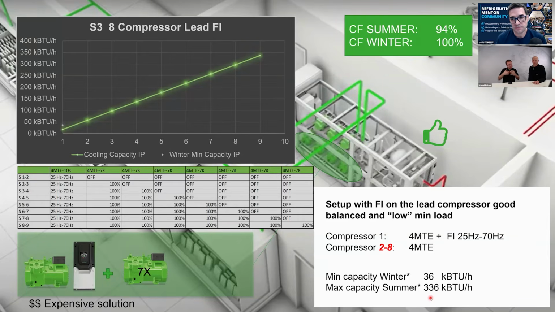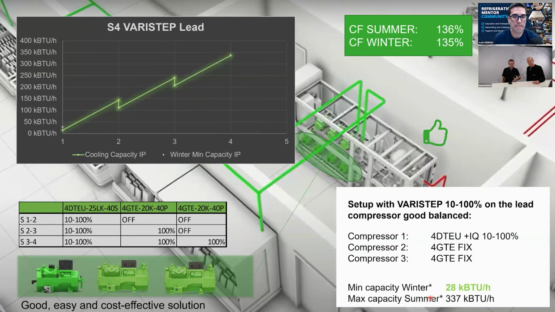So therefore, just to show, if you want to go to the 40, it is not so easy with the variable speed drive. If you do it with the Varistep and an easy execution, you can have the 40 kBTU or below 40 kBTU by selecting the biggest compressor in the configuration as the lead compressor with the Varistep. It's not the smallest anymore, it's the biggest.